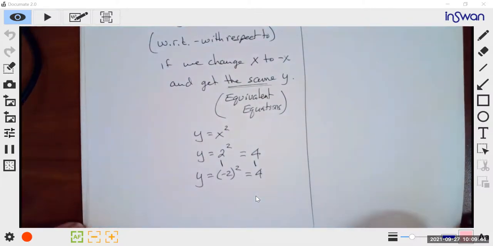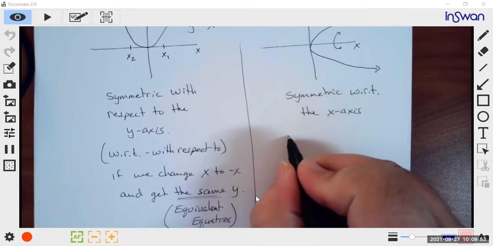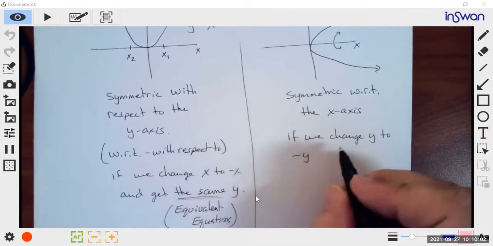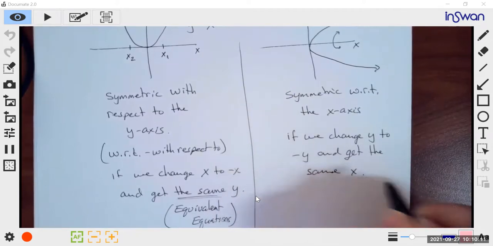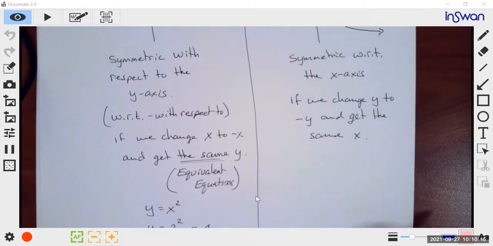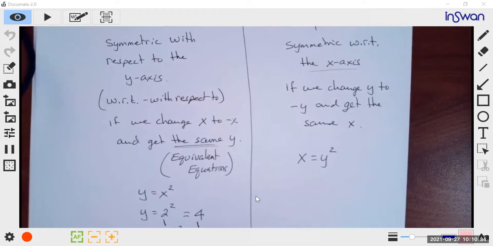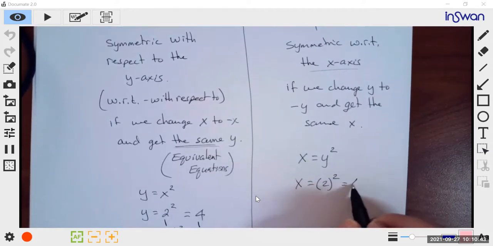The next one we're going to talk about is symmetric about the x-axis. If we change y to negative y and get the same x, then it's symmetric about the x-axis. X equals y squared. So x equals, if I put 2 inside there, 2 squared is 4. And if I put negative 2 inside there, I also get 4.